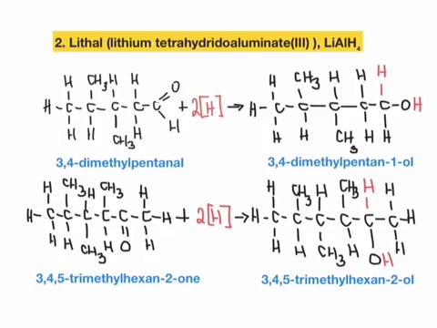Now, you should notice that there is a pattern in the names. So 3,4-dimethylpentanal reduces to 3,4-dimethylpentan-1-ol. 3,4,5-trimethylhexan-2-one reduces to 3,4,5-trimethylhexan-2-ol. So if, for instance, we had 2,3,4,5-tetramethylhexanal, it would reduce to 2,3,4,5-tetramethylhexan-1-ol.